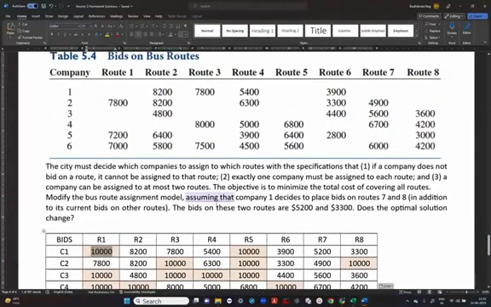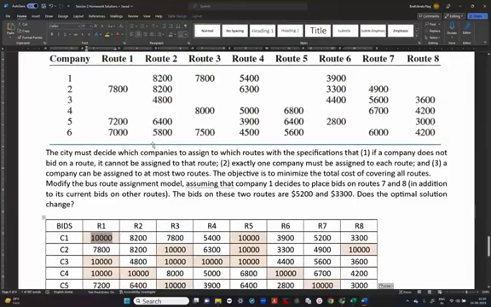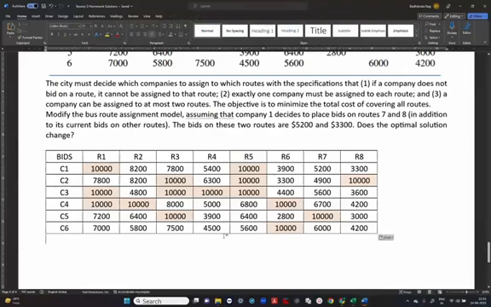One is that we are trying to minimize the total cost of covering all routes, right? So we have to choose each company in such a way that all the routes are covered, and the assignment must be such that each route is covered only once. That's a very, very important condition. Each company can get at most 2 routes. So that's the second condition, right? And of course we want to minimize. So with these conditions, let's look at this problem.